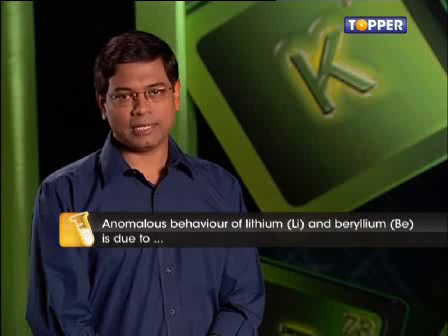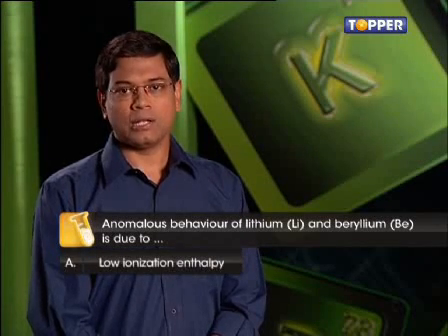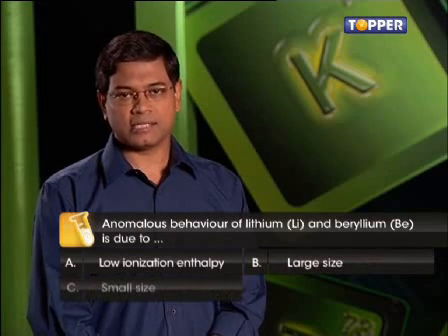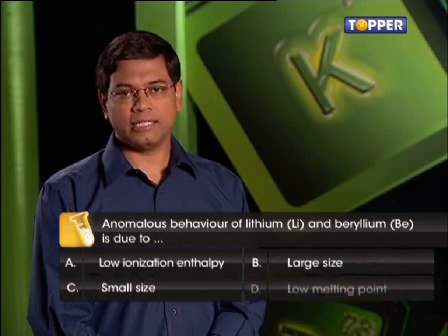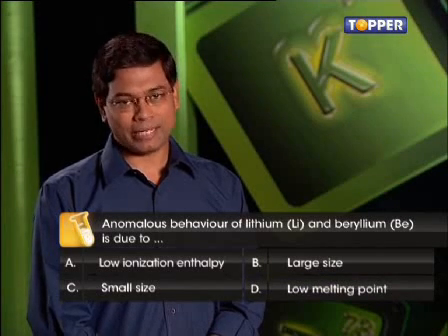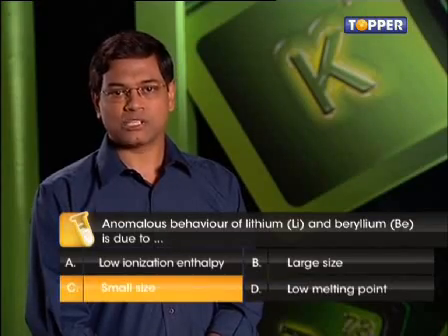Here comes the second one. Lithium and beryllium show anomalous behavior because of A. Low ionization enthalpy, B. Large size, C. Small size, D. Low melting point. If you have been paying attention, you will know that the answer is C. Small size.